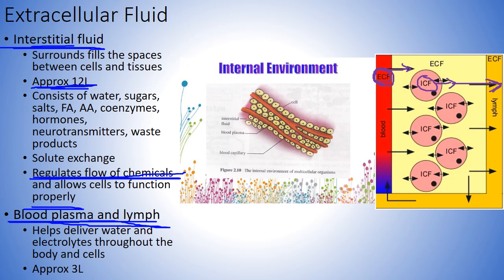Again, the blood plasma and lymph just help to deliver molecules all around the body. Not only that, but electrolytes, sodium, potassium, calcium ions, iron. There's all sorts of different vitamins and minerals that the blood will transport to wherever it is needed.